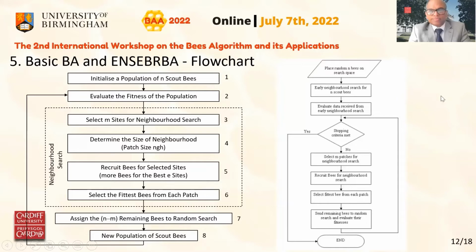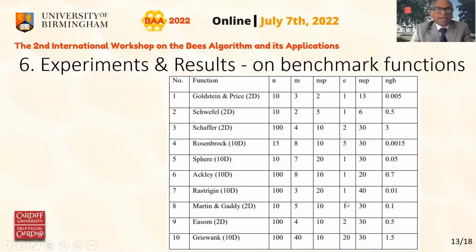So you have both. In the newly introduced algorithm, the top part is the kickstarting of the promising patches. So you place N random bees on the search space, and you have the early neighborhood search for N scout bees, evaluate the data received from the early neighborhood search. Having selected those, you then do the exploitation here. Okay, so this will use the equations I showed you earlier to dynamically change the number of bees recruited for those promising patches. Now, going to experiments and results.